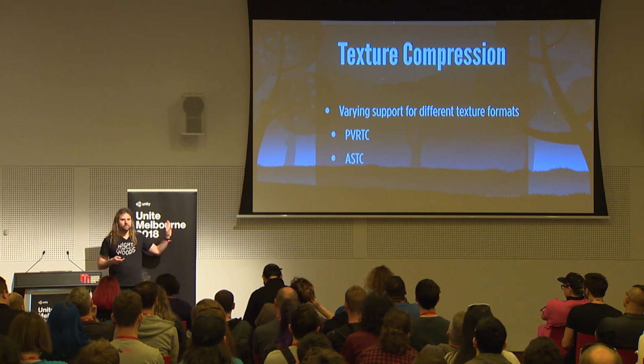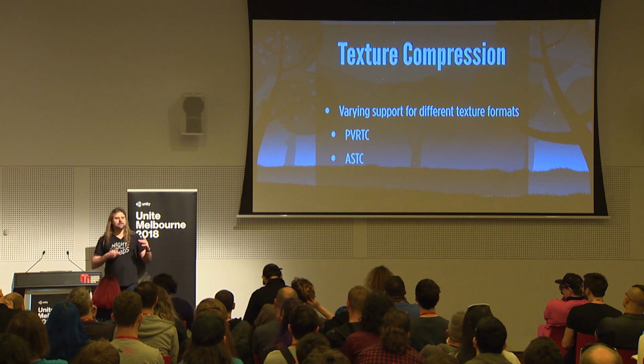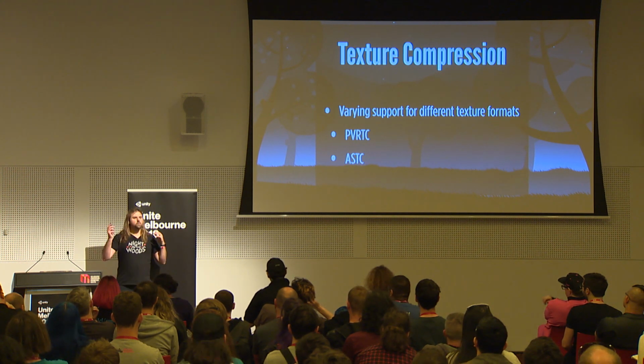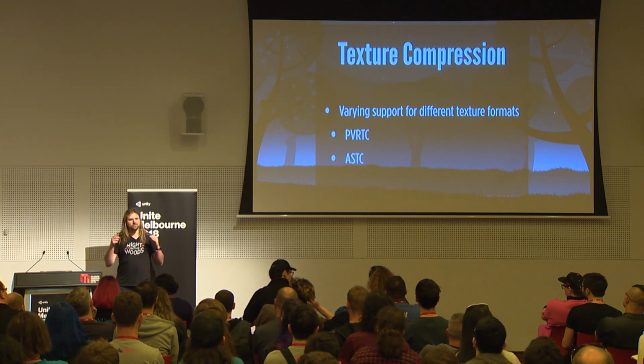So texture compression is one method. And one problem with texture compression is it can significantly reduce the quality of your image, especially with PVRTC, especially if your sprites have lots of alpha content because of the way that PVRTC tends to work.